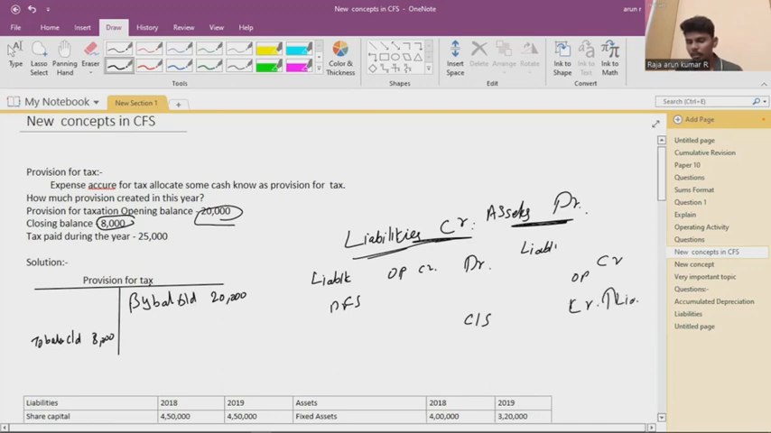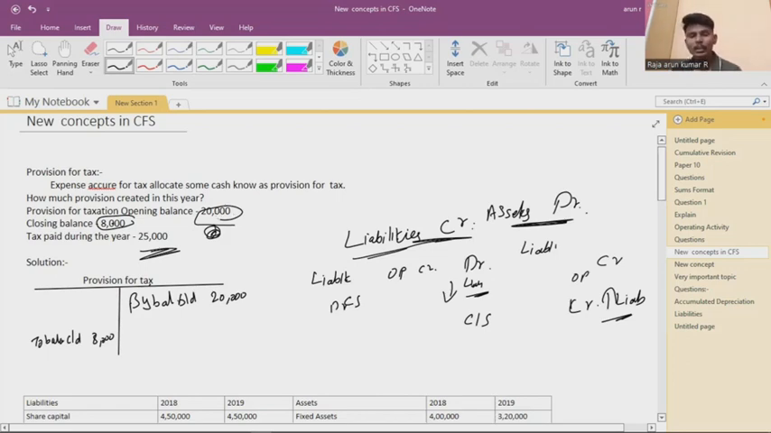Liability increases, we credit. Liability decreases, we debit. If tax paid, it reduces the opening balance. If tax paid is rupees 25,000, it will reduce the opening balance. The opening balance of the provision I allocated is 20,000. During the year I pay that 25,000 in taxes to the government.